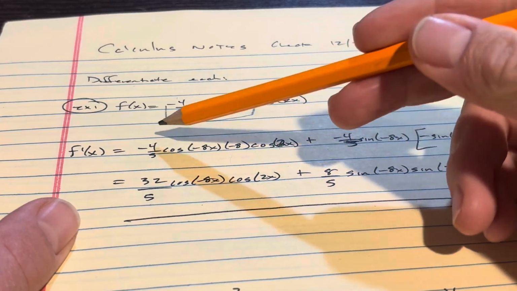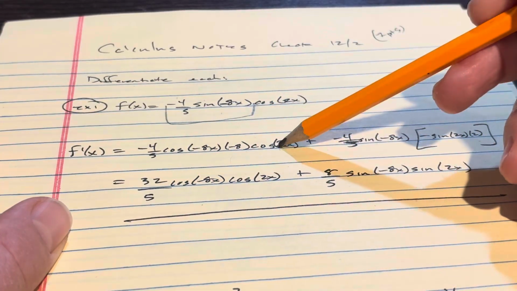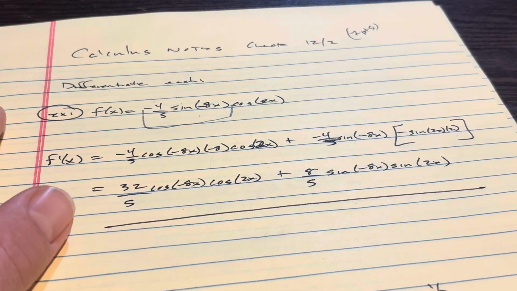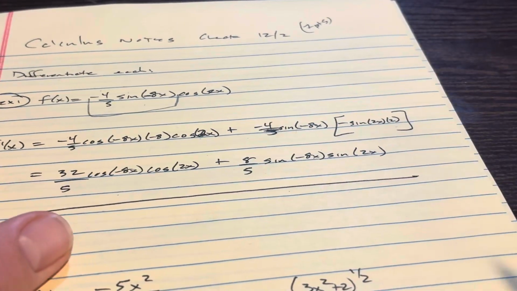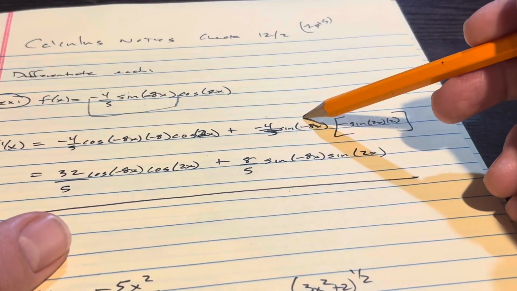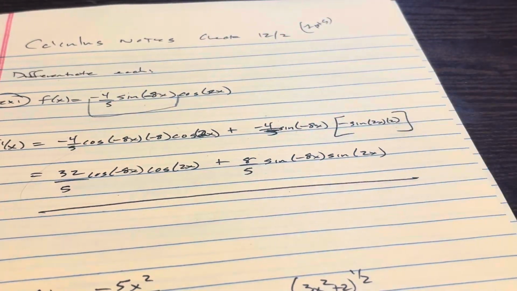I'm going to clean this up. Negative times a negative is a positive. That's 32/5 cosine negative 8x, cosine 2x, and it just stays there. Don't call it cosine squared. It's not the same angle. Then over here, negative times a negative is a positive. That's going to be 8/5 sine negative 8x, sine 2x. This would be the appropriate answer there.